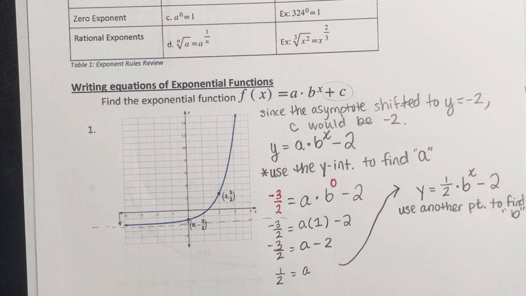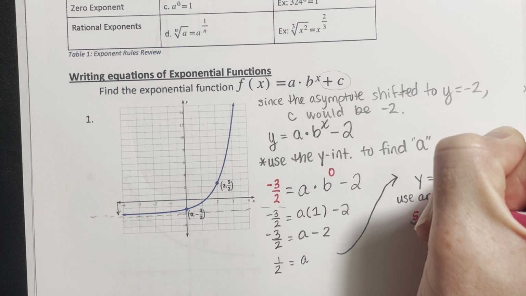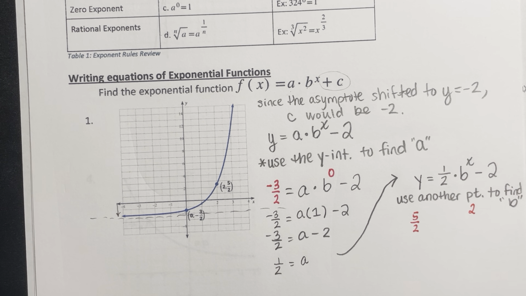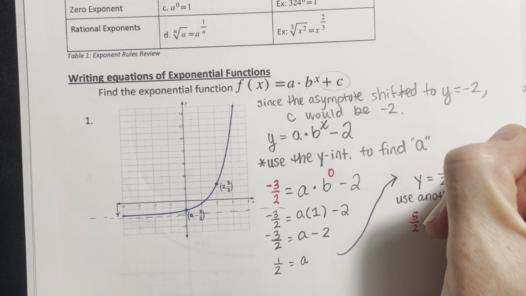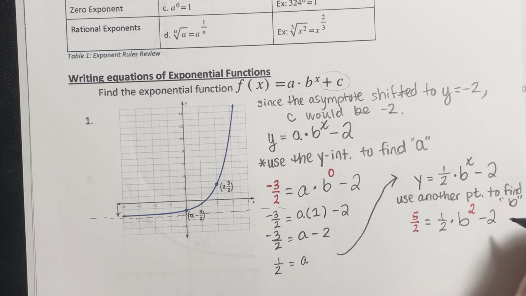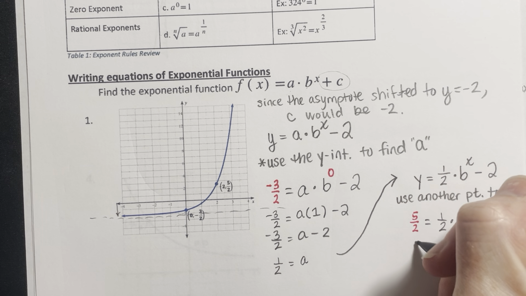We use another point that we can either see automatically, that we're not having to estimate, or one that was given to us. So in this case, y is 5/2 when x is 2. And I'm plugging that in for my x and y here, and we're going to solve our equation. To solve that equation, we would add 2 to both sides to undo this -2. 5/2 plus 2 would be 9/2.